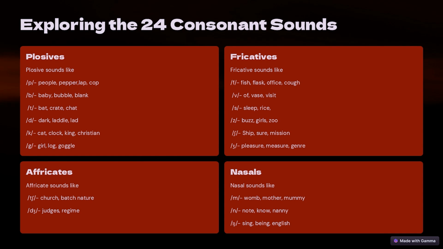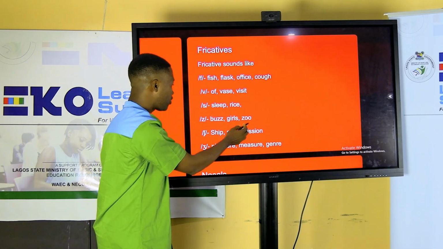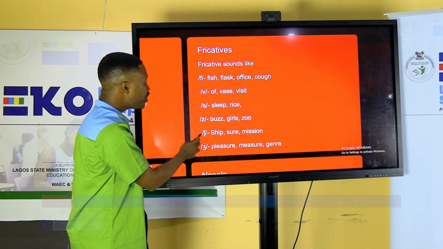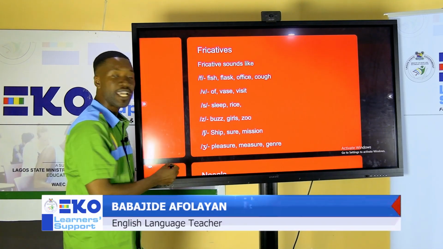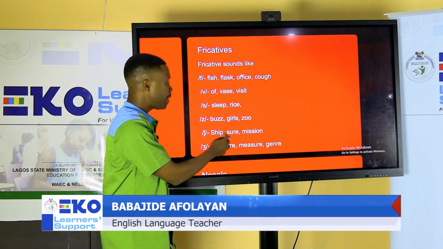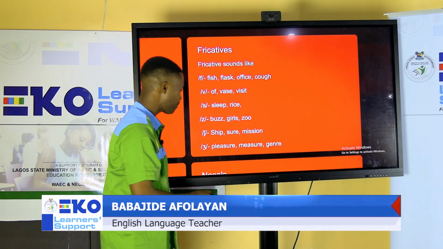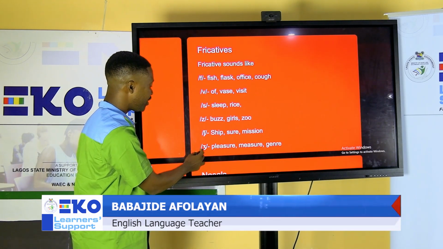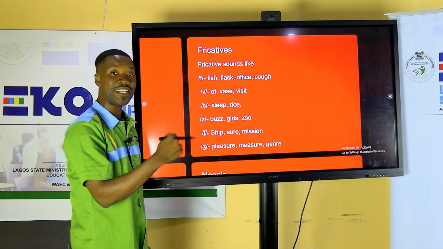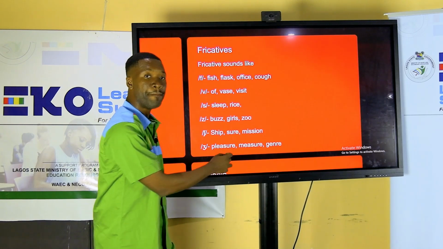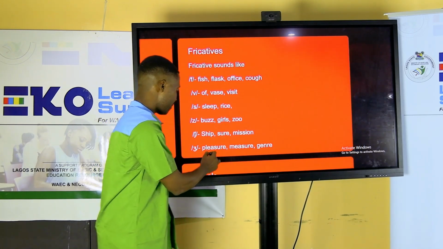The next sound is s in sleep and rice. We have the sound z in words like bars, girls, zoo. We have the sound sh in words like sheep, sure, mission. And we have the sound zh in words like pleasure, measure, genre.